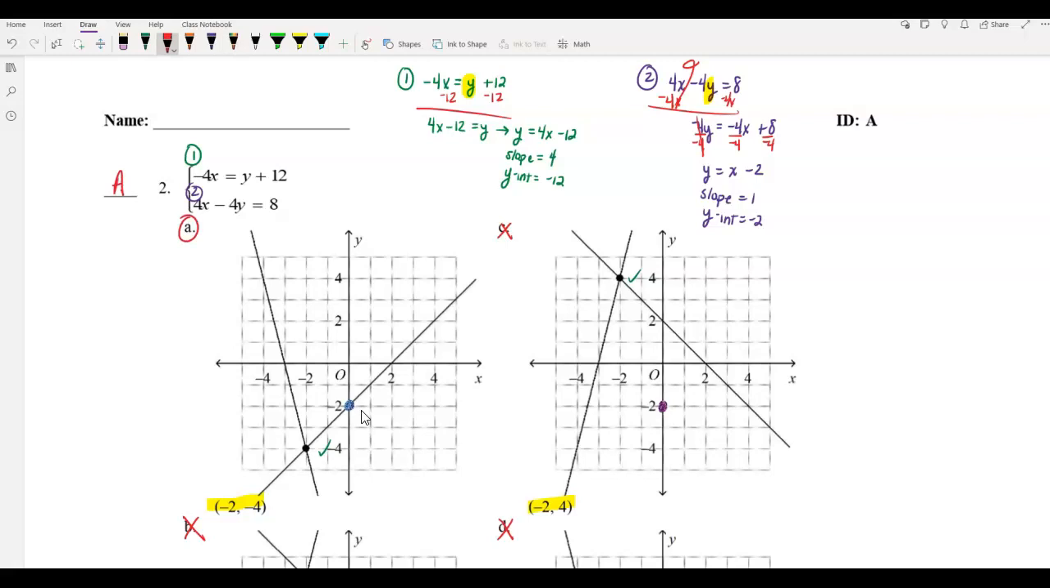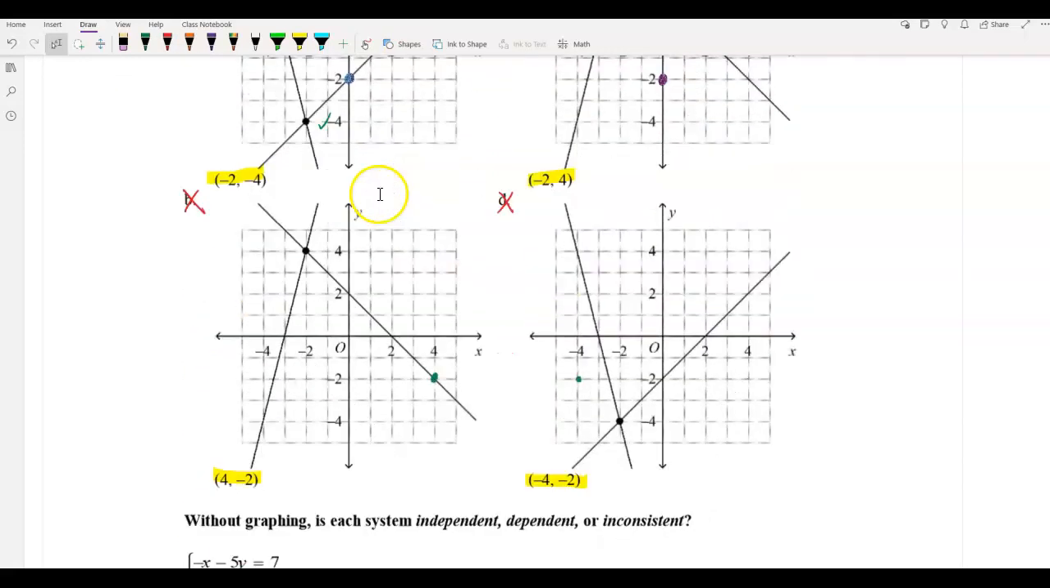So you really want to make sure you're taking the time to get these in slope-intercept form and then using strategic knowledge and process of elimination to help get rid of some possibilities.